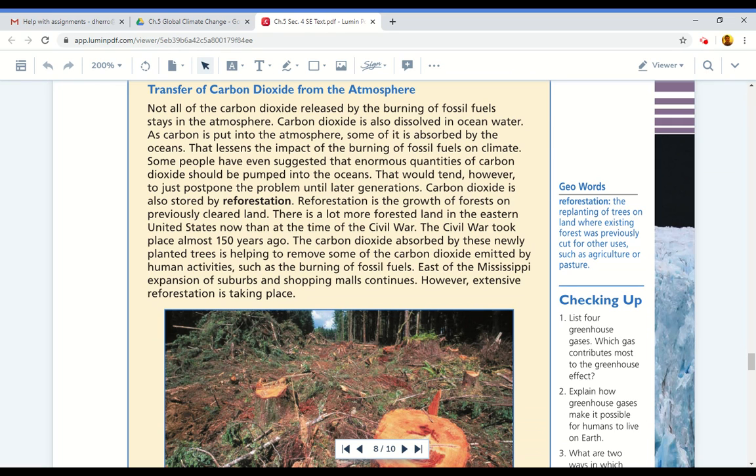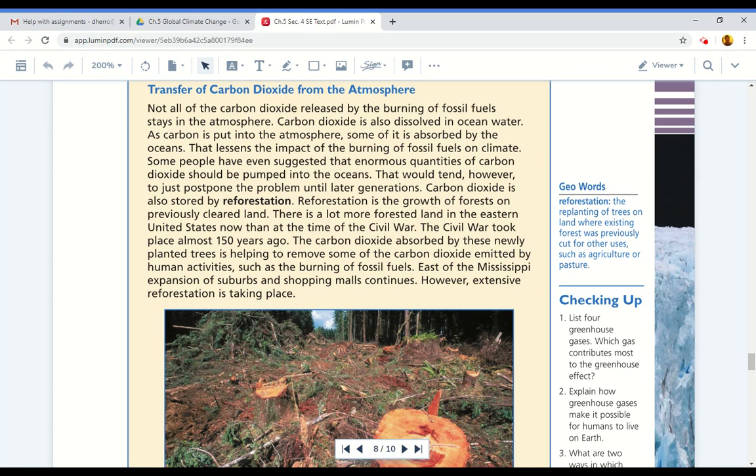Transfer of carbon dioxide from the atmosphere. Not all of the carbon dioxide released by burning fossil fuels stays in the atmosphere. Carbon dioxide is also dissolved in ocean water. As carbon is put into the atmosphere, some of it is absorbed by the oceans. That lessens the impact of the burning of fossil fuels on climate. Some people have even suggested that enormous quantities of carbon dioxide should be pumped into the oceans. That would tend, however, to just postpone the problem until later generations.